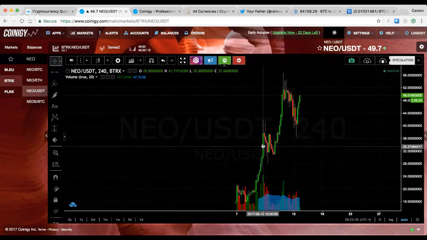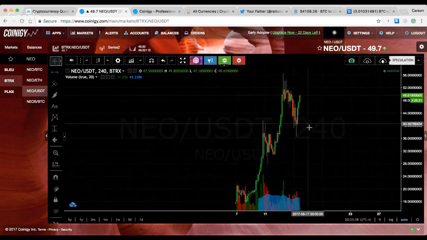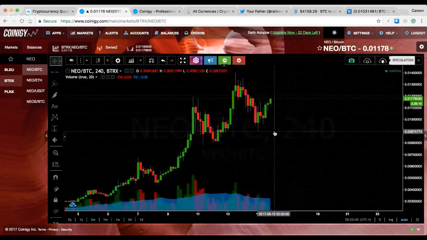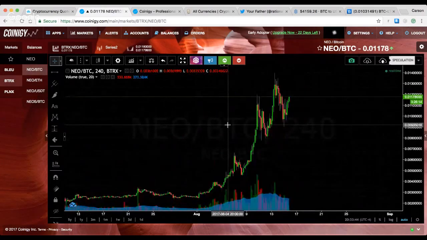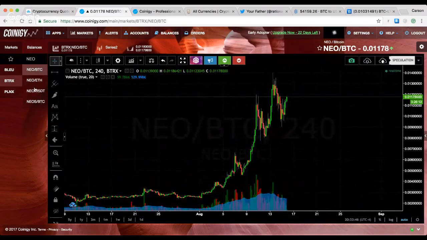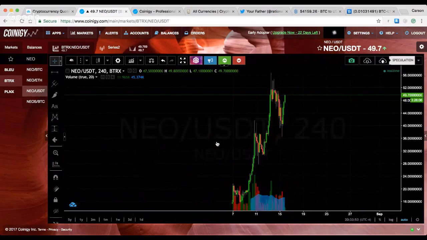There wasn't a head and shoulders starting to form with the NEO USD, but for the NEO BTC, that's what was happening. NEO has a lot of growth to come, and I still have my NEO that I bought at $6. But if I need to buy back in, I'm gonna buy back in.